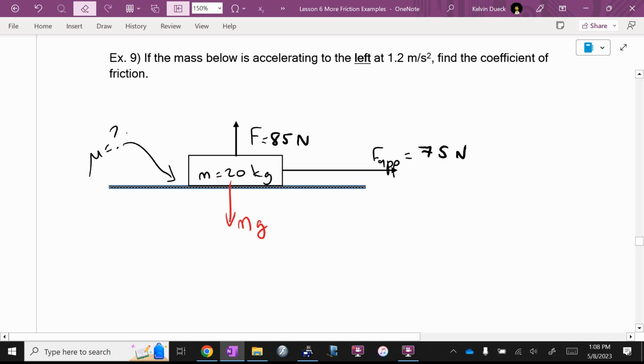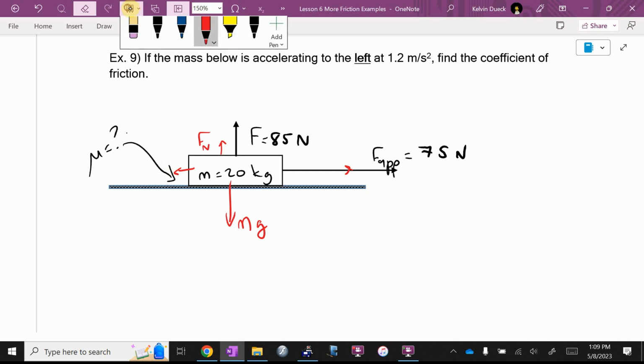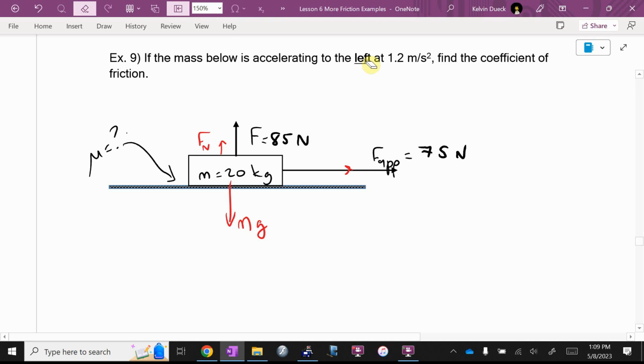Bigger, smaller, or the same size as mg? Spoiler alert, it's not the same size. It's going to be smaller because we're lifting up with 85 newtons. Okay. What else? What's that 75? Oh, I even told you. F applied. I'll draw an arrow just to let myself know that I saw it. What else? Which way? Looking for where this starts. Yeah, left. And, ooh, wait a minute. What direction are we accelerating according to this question? So which force is going to be bigger, F applied or friction?